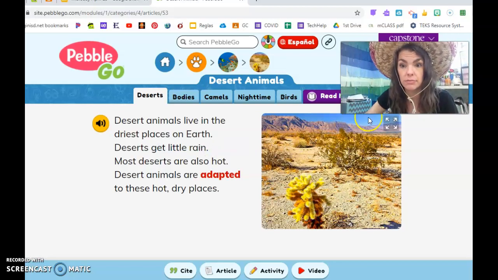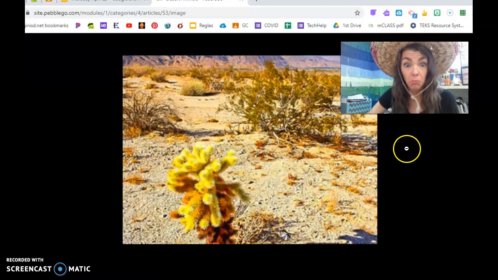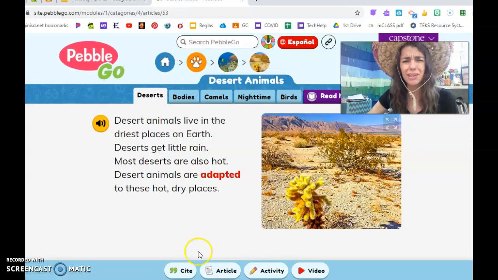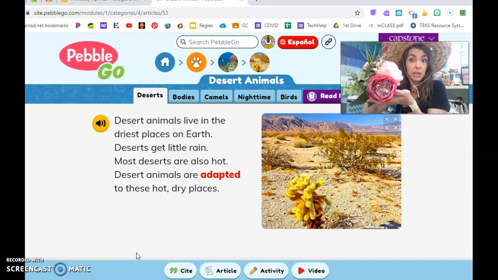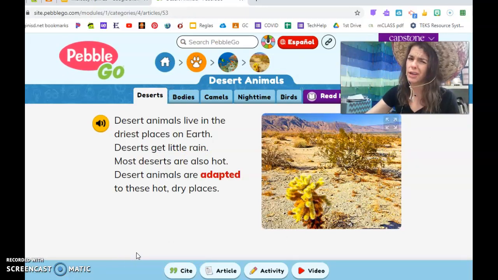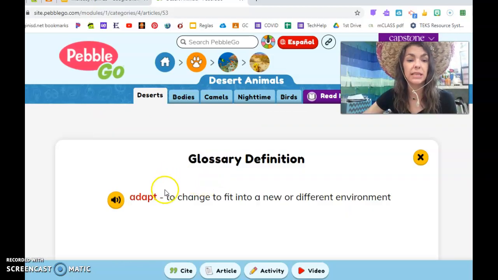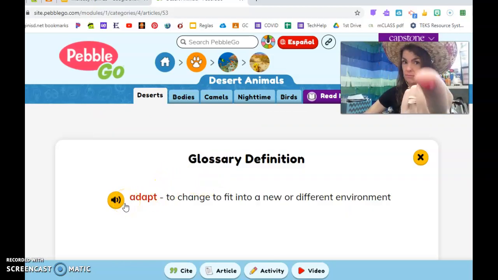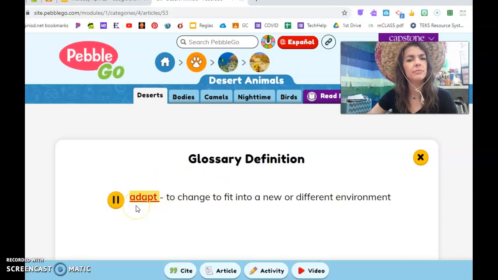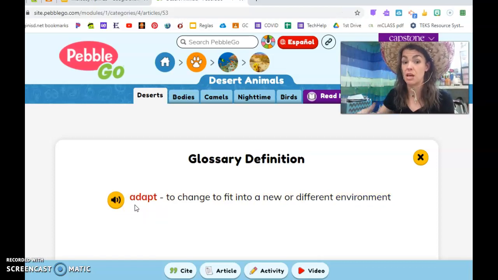Look at that picture. Do you see any water? No, but you already learned we need water to survive. I need it. You need it. My flowers need it. So if it's dry and there's no rain, how do these things survive out there? It says that they have adapted. Say that word, please. Adapted. What does it mean? Adapt. To change to fit into a new or different environment. So that means these animals have changed themselves to fit in a new or different environment.